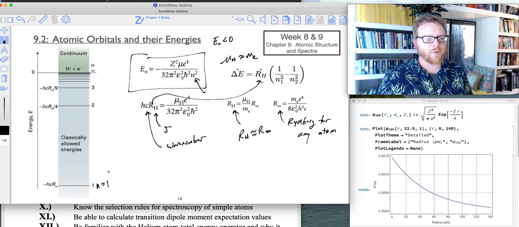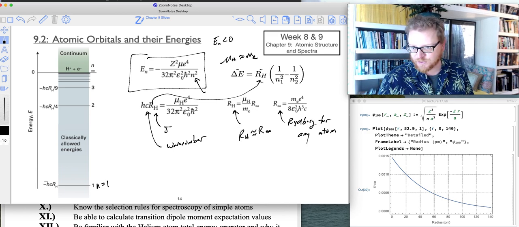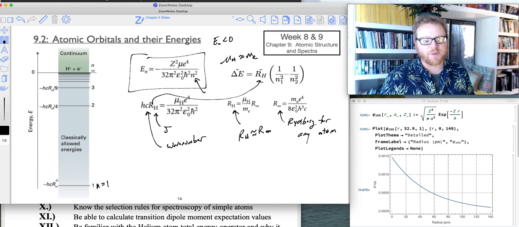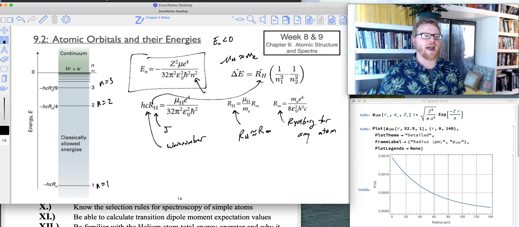So now, the way that we could view this, because this RH is a collection of all these constants, and of course this HC, like I said, is just going to give the solution in wave number, right? We could drop the HC if we wanted the solution in joules. So now what you can see, because it's n squared, when we get n equal to 2, this reduces the energy by a factor of 4. And when we have n equal to 3, this reduces the energy by a factor of 9.